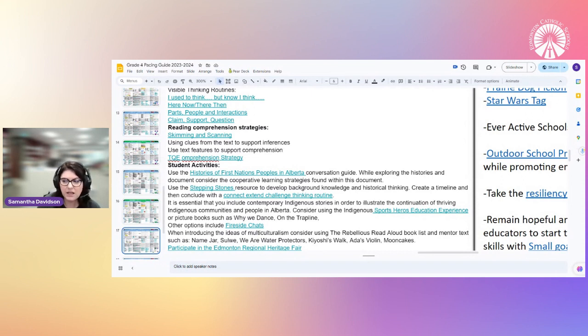Are they annotating? Are they using graphic organizers? Are they skimming and scanning? Are they drawing conclusions from their reading? So those are all there. And again, if you need any support with incorporating reading strategies into your social studies blocks, please just reach out.